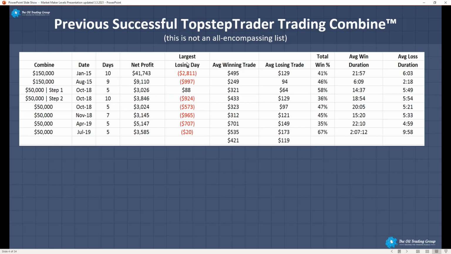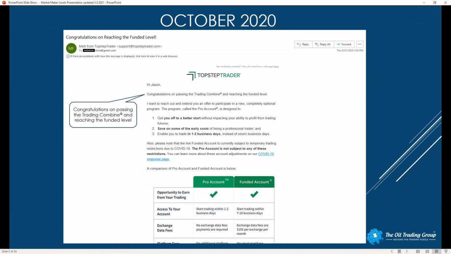But that doesn't mean that you're not having losing days. And if you look through here, there's some losing days that go on. The largest losing day on this particular combine is 2,800, and you can see what these largest losing days in this column were. I'm showing you this to tell you that we use these market maker levels that I'm going to show you today as the backbone of what we do. Now, these market maker levels are basically our proprietary support resistance ideas that we use on a day in and day out basis.